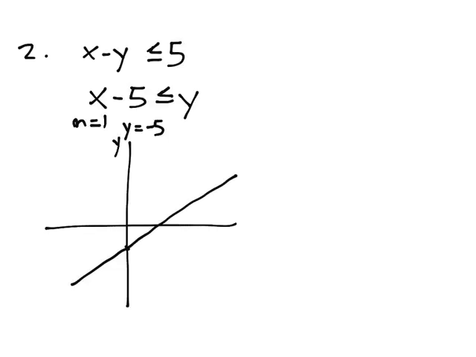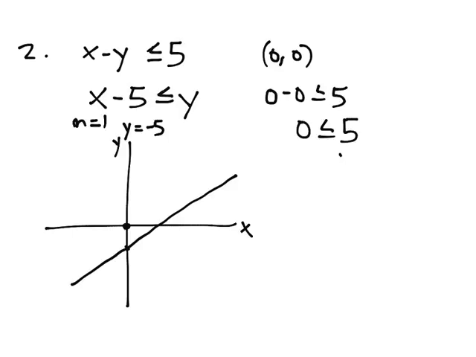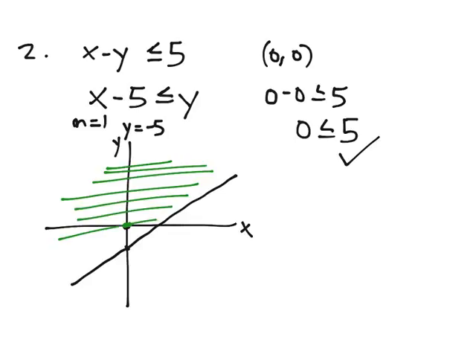And let's choose a point. Let's say 0, 0. 0, 0 is usually the easiest point to choose. If x is 0 and y is 0, then we have 0 minus 0 is less than or equal to 5. 0 is less than or equal to 5. This is correct. So we know that it's this region, the region including the point 0, 0, which must satisfy the inequality.